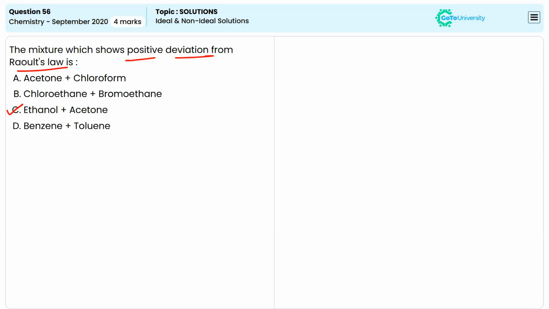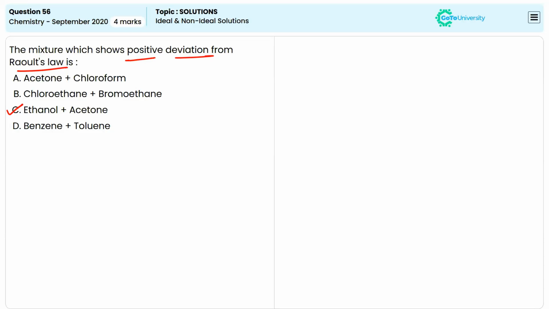We have some of the examples we have to memorize. Then only we can write it properly. We can't spend more time on this kind of questions because this is not any calculation. This is just memorizing. So we have to fix some of the examples in our memory. Because why are ethanol and acetone showing positive deviation? Let's come to that one.